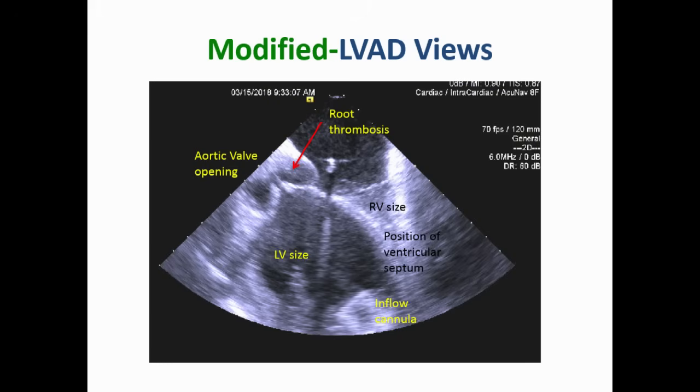This is what I call the modified 5-chamber view for LVAD. You can see the aortic valve, which, as you know, is very important for us. The aortic root thrombus, the aortic valve opening. So this patient had a root thrombus. It doesn't show very well here. LV size, you can look at that. LV-RV interaction and the position of the ventricular septum, and then the inflow cannula you can see here in the end, the relative position of the inflow cannula relative to the mitral valve.